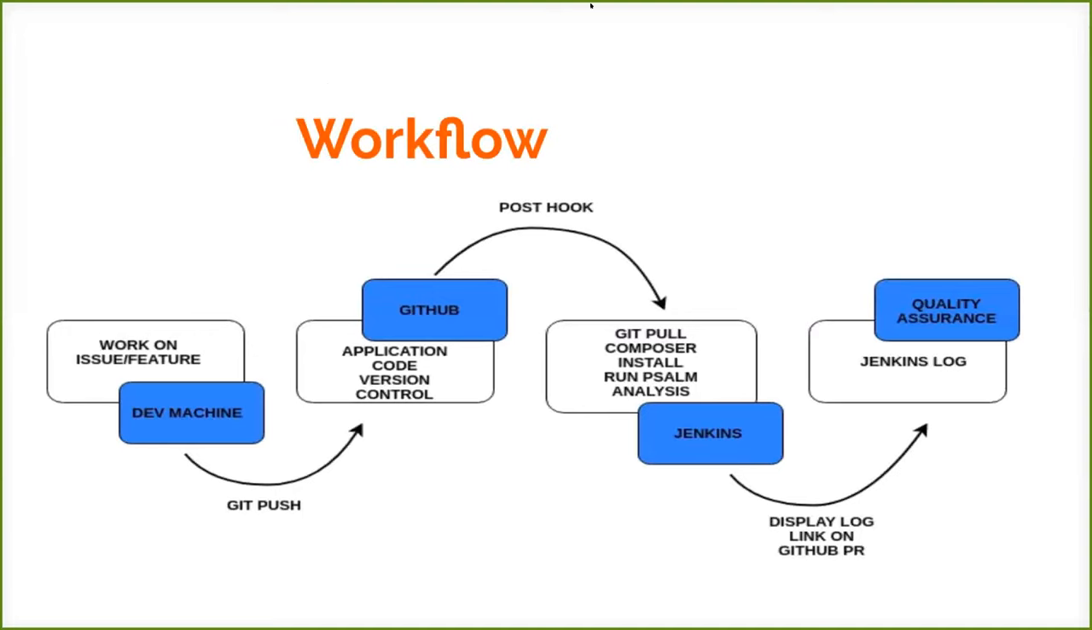So this is the workflow. The workflow was from a developer's machine. Once the developer is able to push to GitHub, we should have Jenkins pick up the webhook from GitHub, then install Composer and run all the necessary dependencies, then also run static analysis, then display whatever errors we have from the current pull request as part of the Jenkins log on the PR.